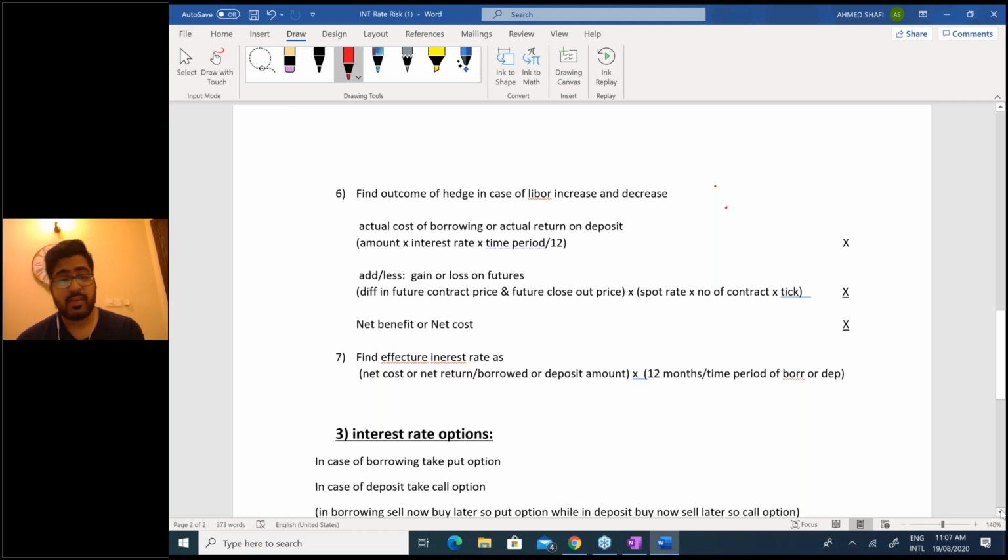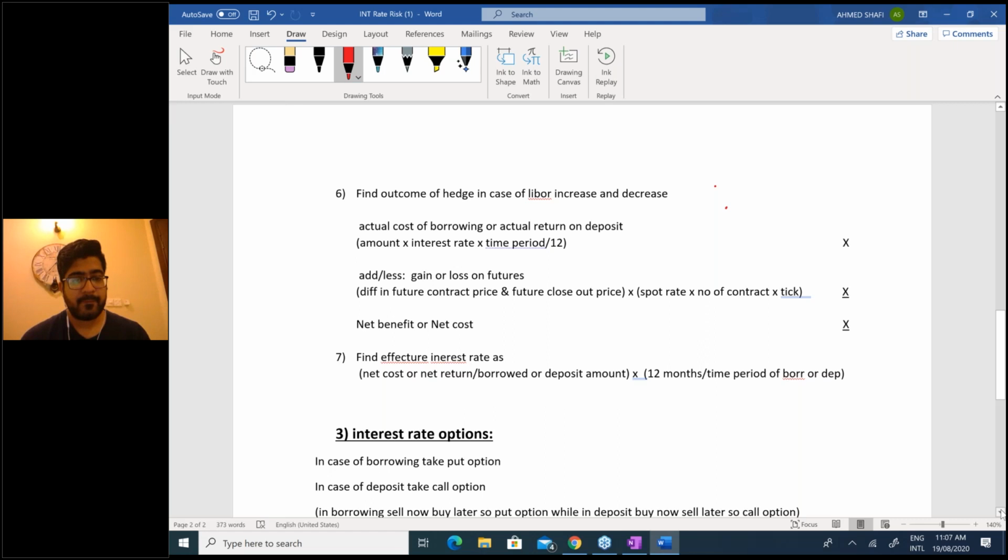You have to judge if it's a gain or loss. It can be added or deducted. Similarly, here you have to show gain or loss on futures. It's the difference in futures price and future closeout price, and you judge whether that's gain or loss, into spot, into number of contracts, into tick. Loss increases cost, add it. Gain reduces cost, deduct it. But if it's a deposit case, you get return on deposit. Loss reduces return, deduct it. Gain increases return, add it. You get the net benefit or cost.